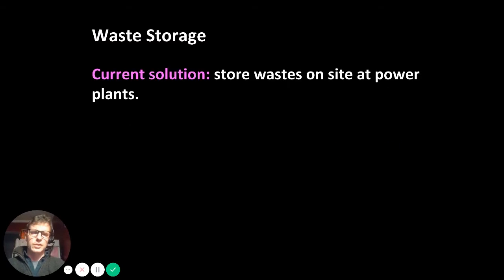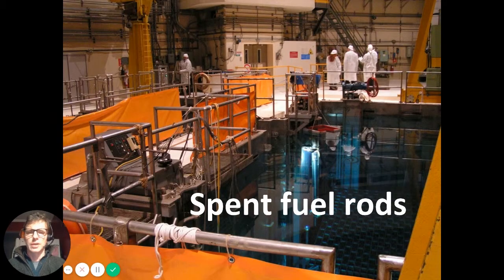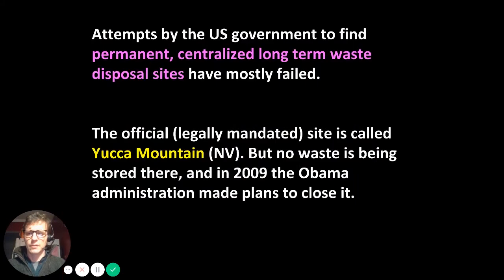So the current solution is that we have an open loop nuclear fuel cycle where we're storing waste on site at nuclear power plants. They're typically submerged in ponds of water to help absorb some of the heat and buffer some of the radioactivity of the spent fuel. Attempts by the U.S. government to find permanent centralized long-term waste disposal sites have mostly failed.